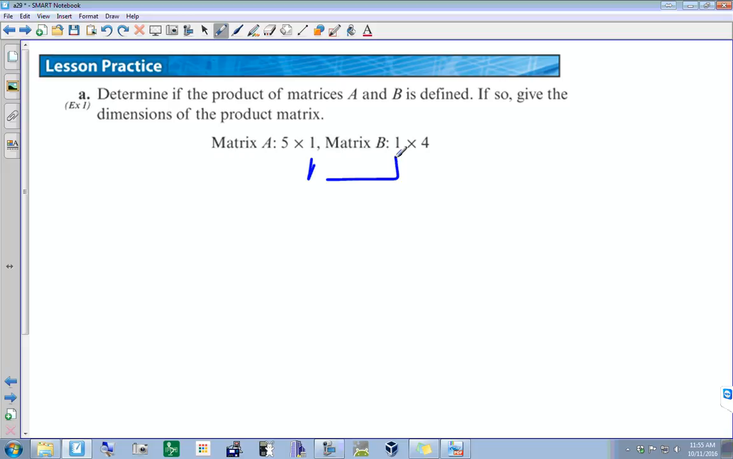Can I multiply them the other way? So the only way that this works is A times B. I cannot take matrix B and multiply it by A. So, moving on. Give you a few moments to sit there and determine whether or not this one will work.